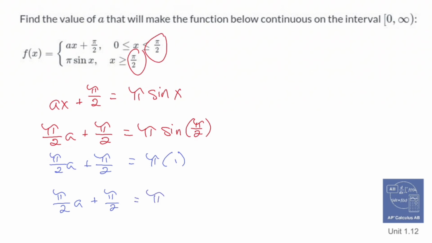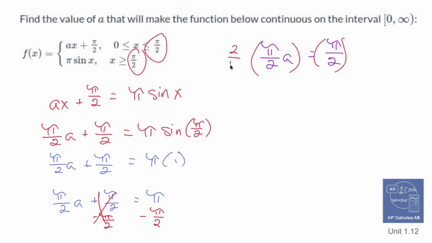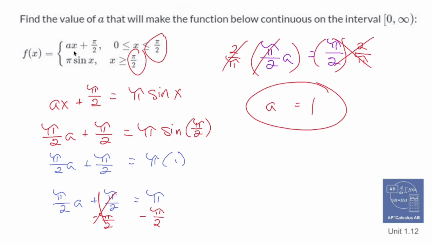If I subtract pi over 2 from both sides to solve for a, pi on the right side minus pi over 2 is going to be pi over 2. So I have pi over 2 a equals pi over 2. In order to get a all by itself, multiply by the reciprocal. So let's multiply both sides by 2 over pi. Magic happens. The exact same magic happens, and a equals 1. So when a is 1, these guys will match up at the same exact spot and therefore be continuous.